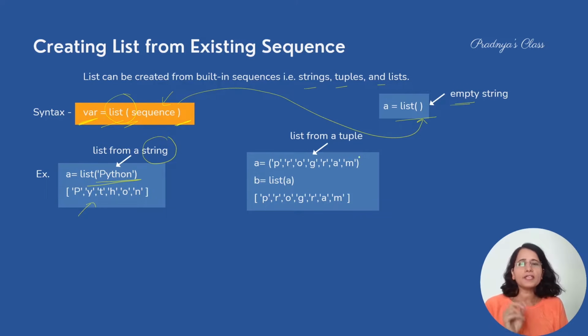In the same way, here we are creating a list from the tuple. Tuple is enclosed in round brackets. I am storing the tuple in one variable and in the list method I am providing that variable. You can see here the list got created from the tuple.